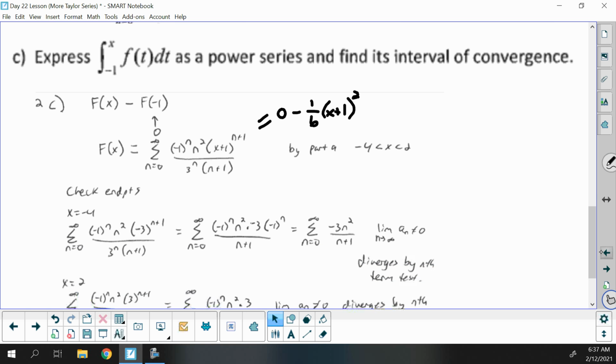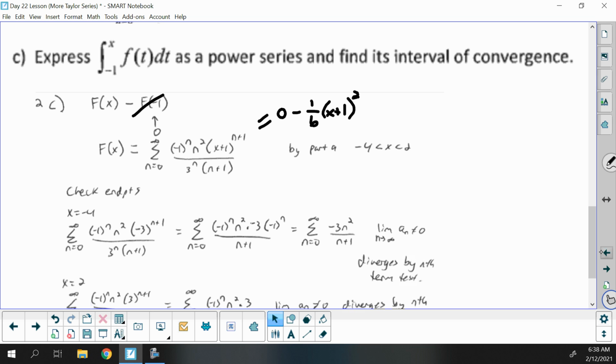So next up, we want to express this integral as a power series. When you do the antiderivative of little f, you get capital F, sub in x equals -1. Well, subbing in -1 is going to give you -1 for x plus 1, which is going to be 0, and is going to wipe all that out. So this one goes away. So we've just got to represent capital F of x.